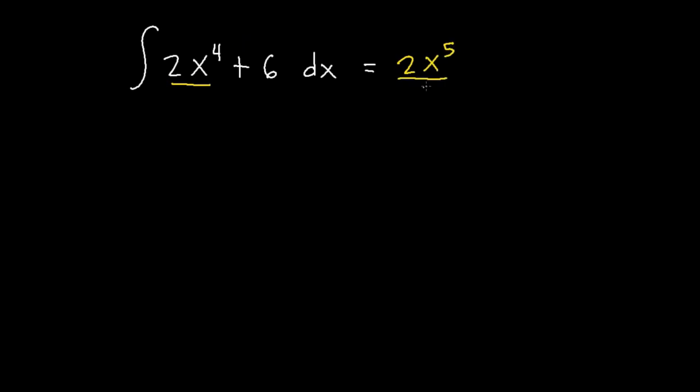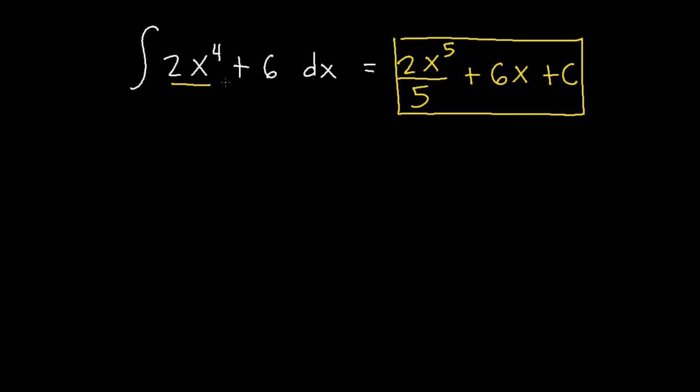Next is, what if the two rules are combined? So the antiderivative of 2x to the 4th plus 6 dx. What you do is find the antiderivative of the individual terms. So for 2x to the 4th, you know that 2x to the 4 plus 1 is 5, over 5. Then for 6, you just attach an x, so plus 6x plus c. We must not forget the c. So that is the answer. So if the two are combined, you need to take the antiderivative of each term separately.